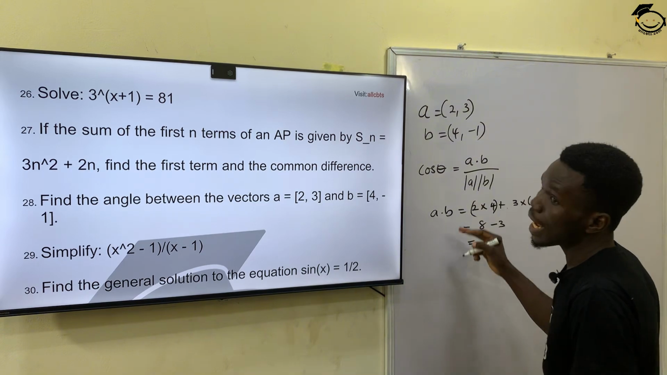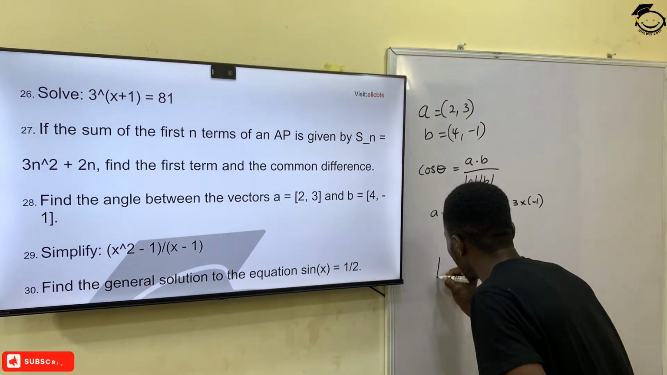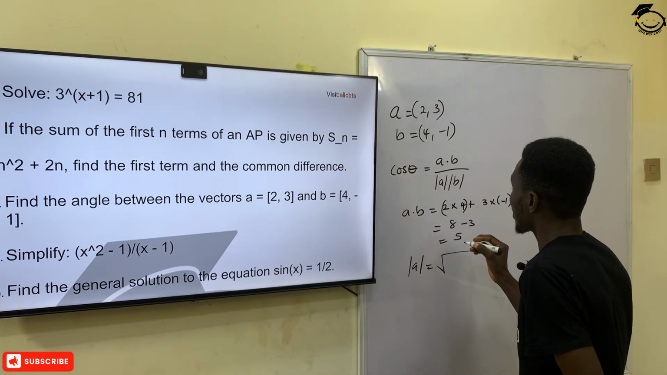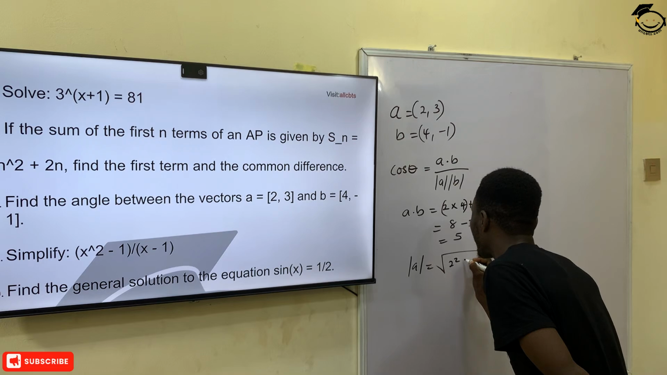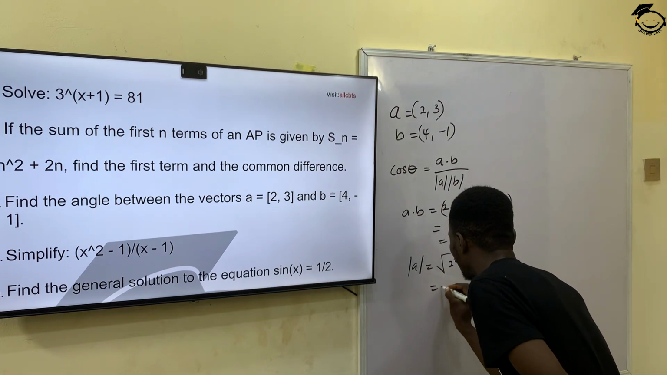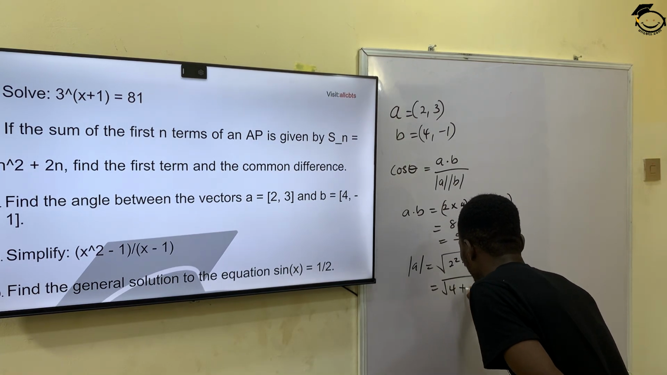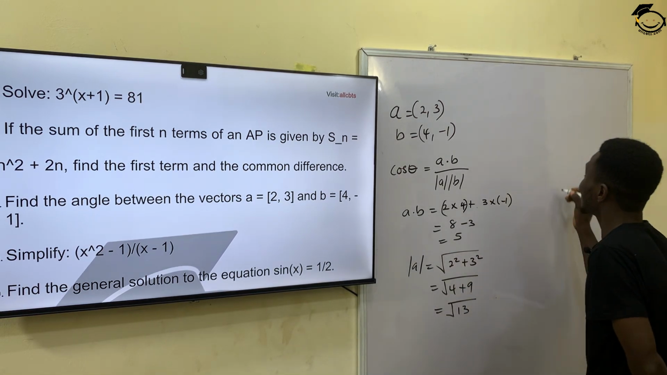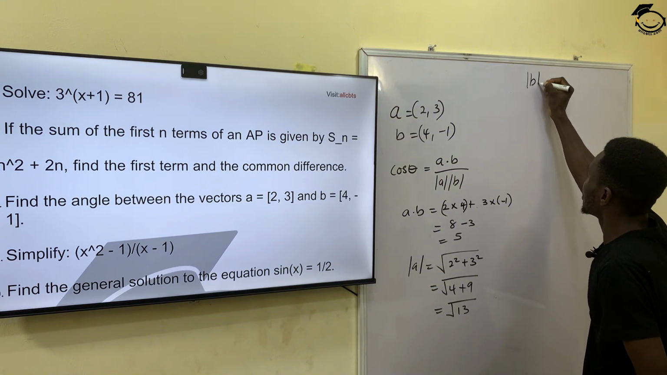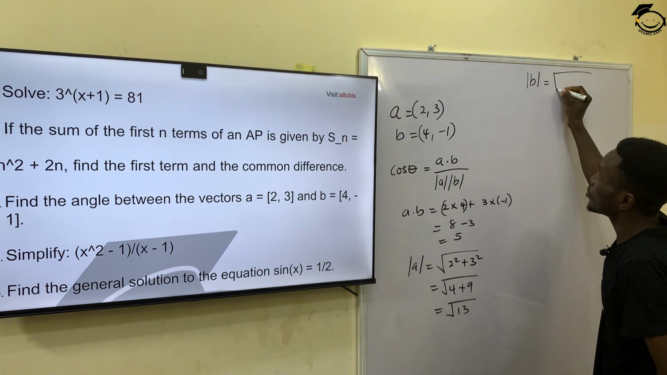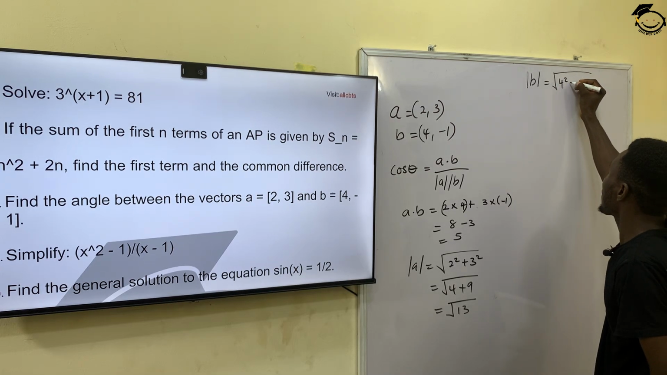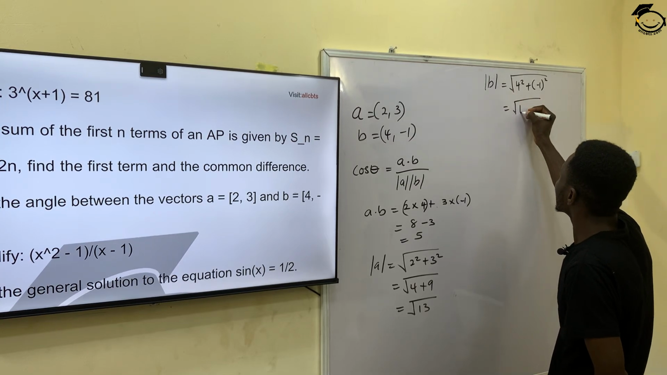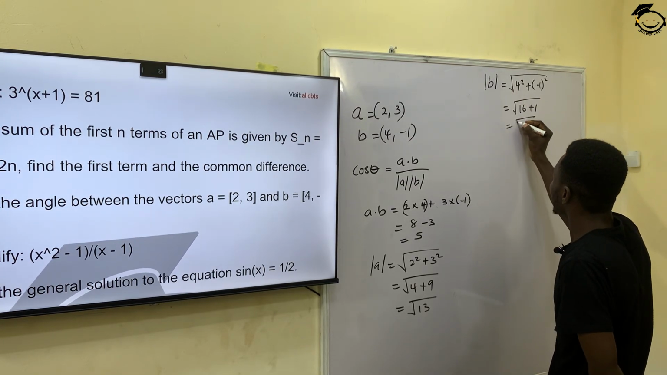And then I'll also find the magnitudes of A and B. My magnitude of A is equal to the square root of the squares of what I have in A, which will give me 2 squared plus 3 squared. And that will give me the square root of 4 plus 9, which is the square root of 13. And then I'll also find out the magnitude of B. My magnitude of B, therefore, will give me the square root of 4 squared plus minus 1 squared. And that will give me the square root of 16 plus 1, which is the square root of 17.